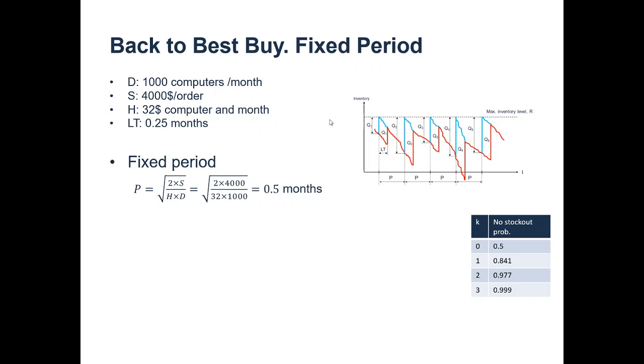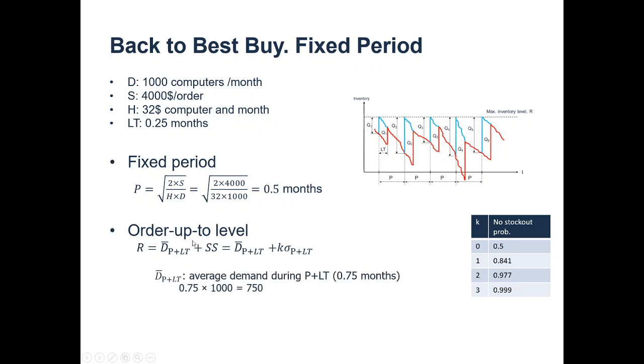Second, we need to quantify R, the up-to order level. So remember that this is calculated as the average demand during that 0.5 month, those 2 weeks, plus the demand during the lead time, plus some extra safety stock to make up for the case where the demand is too high. So we need to calculate two terms, the average demand during P plus LT, and since the lead time is 0.25 months and our fixed period is 0.5 months, we have a P plus LT, which is 0.75 months.